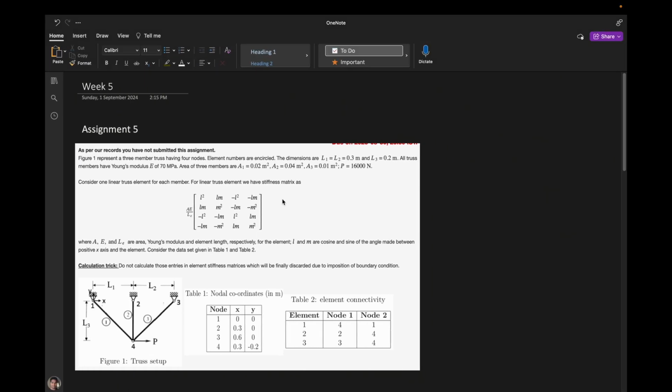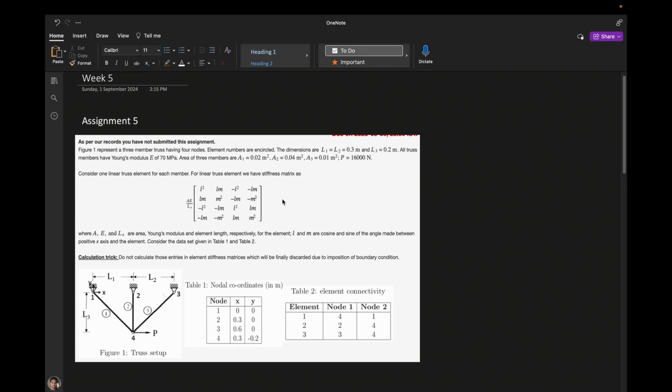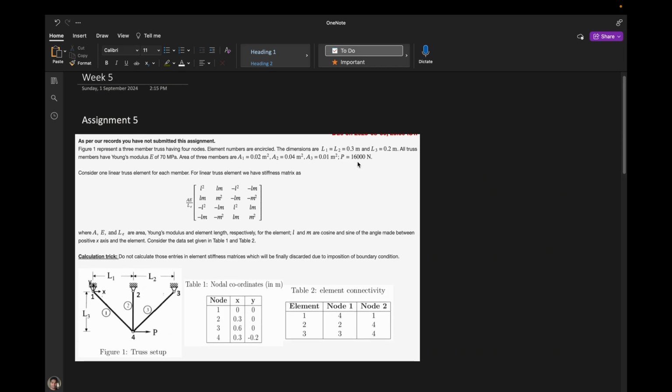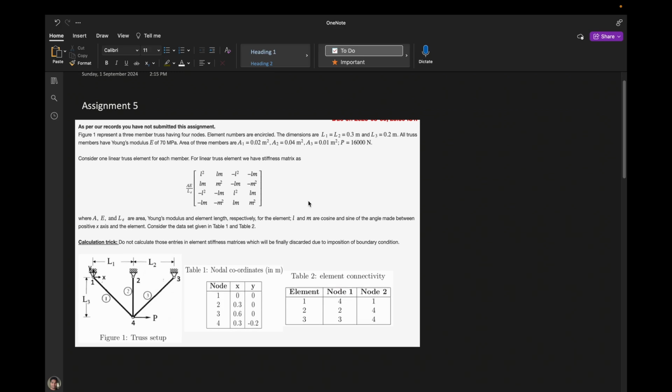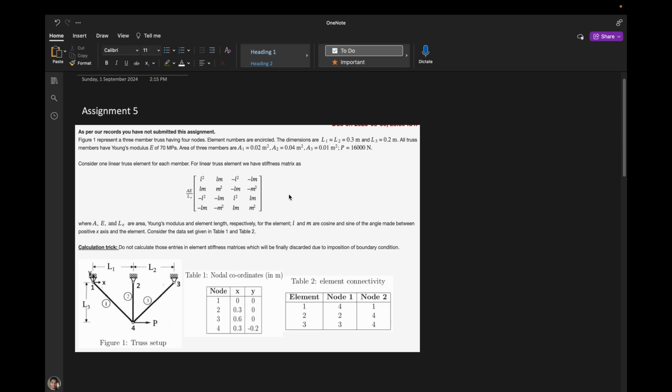So, in assignment number 5, it is a three truss member problem where the lengths are different, the Young's modulus is the same, and the areas are also varying. There is a horizontal force acting at node number 5, and the element-wise stiffness matrix is also given. It also says that we need to consider these as nodes and these as element connectivity. Let's solve this problem.